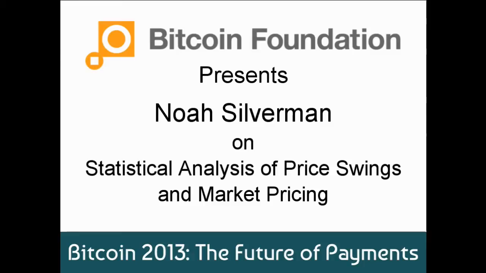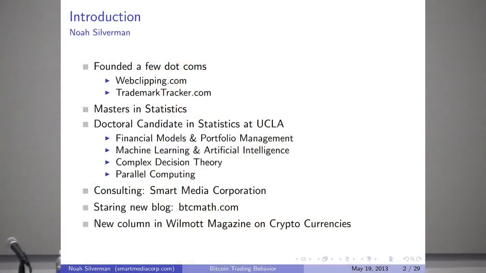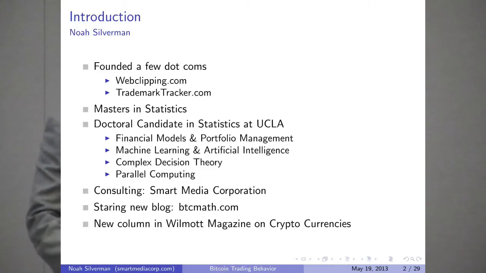My name is Noah Silverman, and I want to talk briefly about trading with Bitcoins and some of the statistical properties of the market that I've seen. Really quickly, who am I? I founded a couple of .coms back in the day. I now have a master's in statistics, and I'm one paper short of a PhD in statistics. I work with financial models, portfolio management, machine learning, and all sorts of fun stuff, and discovered Bitcoins a few months ago, and I'm fascinated by the market.